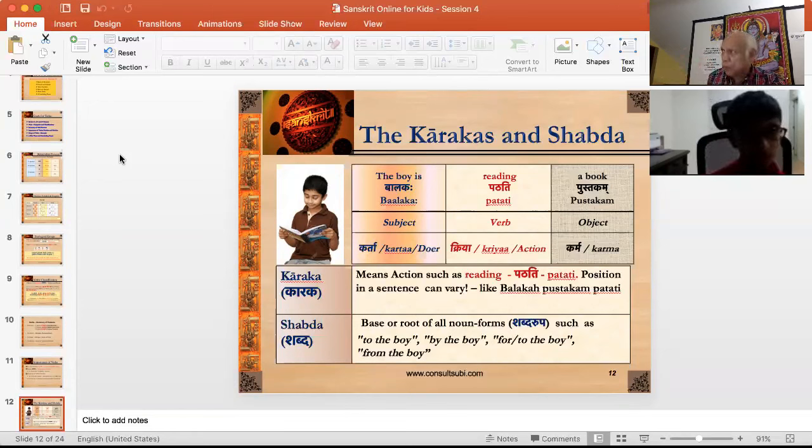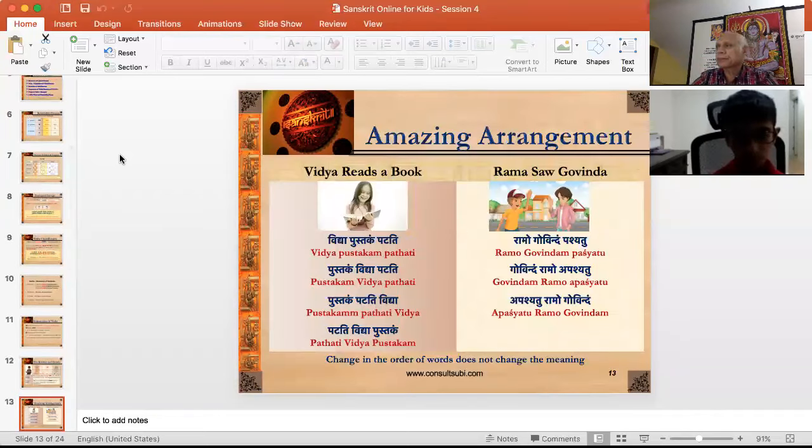Okay, let's go further. You see the arrangement, it is amazing in Sanskrit. For example, if you say Vidya reads a book, it means Vidya pustakam patati. You can also say pustakam Vidya patati. You can put pustakam as first, Vidya second, and patati. You can also say pustakam patati Vidya. You can shift the verb. It does not change the meaning.